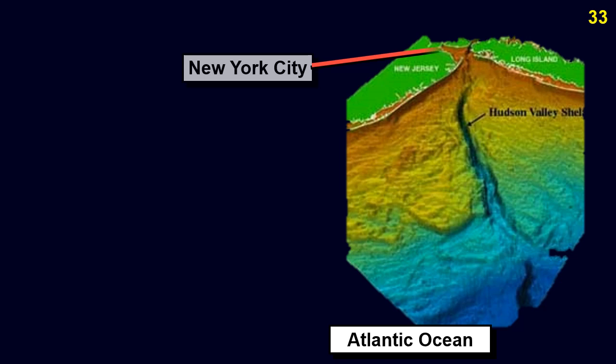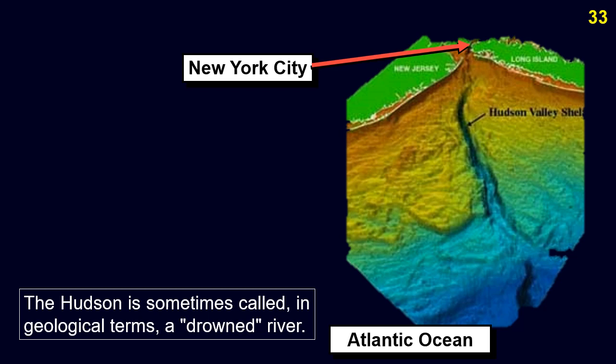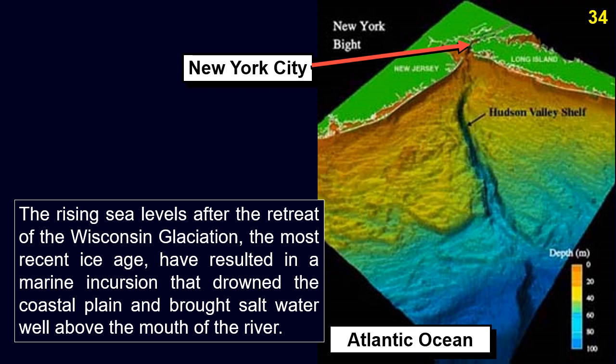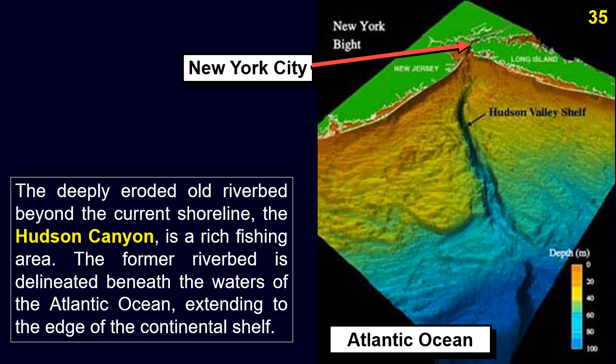The Hudson is sometimes called, in geological terms, a drowned river. The rising sea levels after the retreat of the Wisconsin glaciation, the most recent ice age, have resulted in a marine incursion that drowned the coastal plain and brought salt water well above the mouth of the river. The deeply eroded old riverbed beyond the current shoreline, the Hudson Canyon, is a rich fishing area. The former riverbed is delineated beneath the waters of the Atlantic Ocean, extending to the edge of the continental shelf.